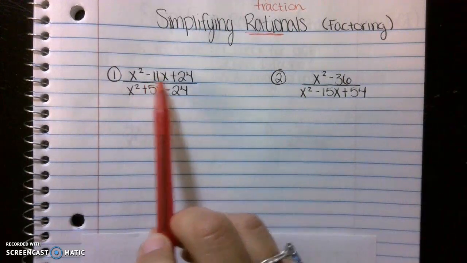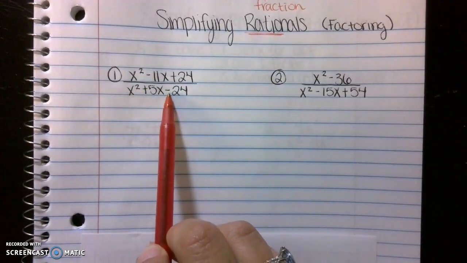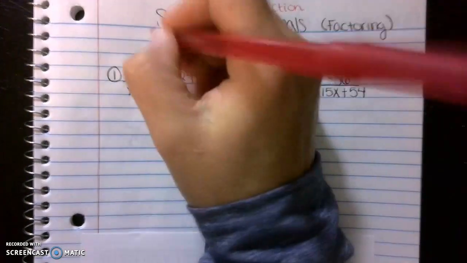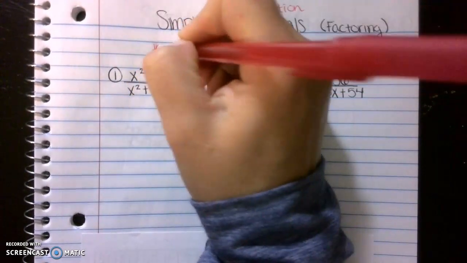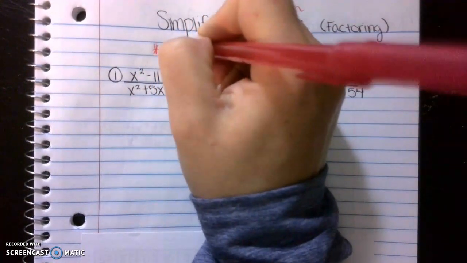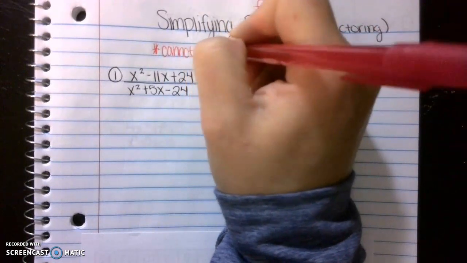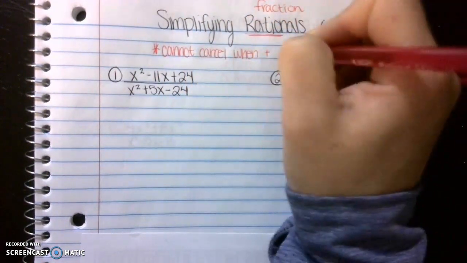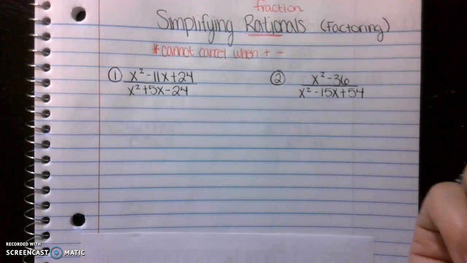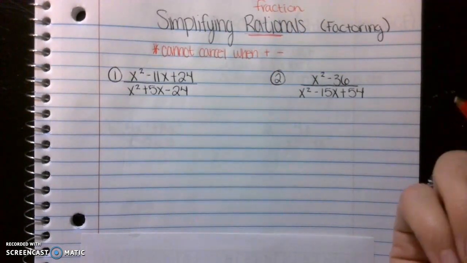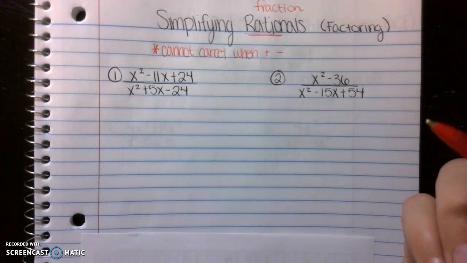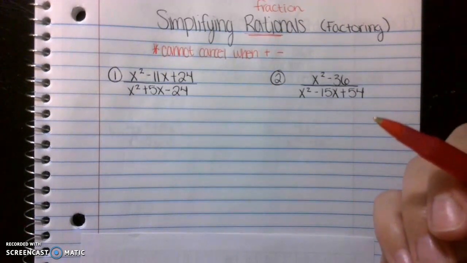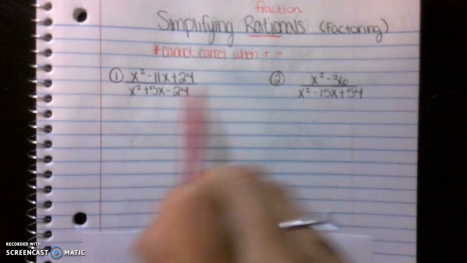The reason why we can't do that is because of addition and subtraction. So make a little note to yourself: cannot cancel when there is addition or subtraction in between your terms. We'll look at more examples to hopefully help you understand what that means. But let's look at these one at a time.